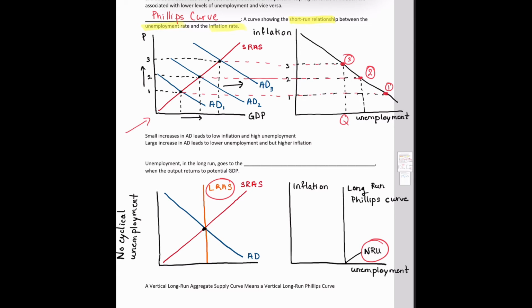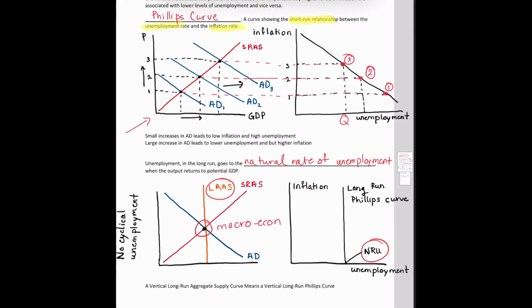At this point, the natural rate of unemployment, we don't have any cyclical unemployment. Remember, natural rate of unemployment only includes structural and frictional unemployment. And these two are not predictably affected by inflation. So unemployment in the long run goes to the natural rate of unemployment. Which, remember, this is our macroeconomic equilibrium.